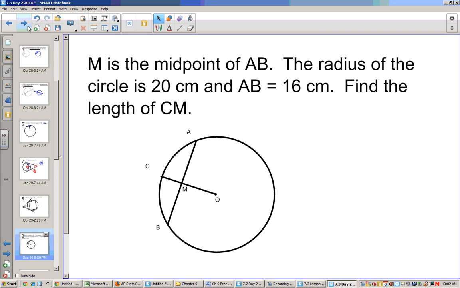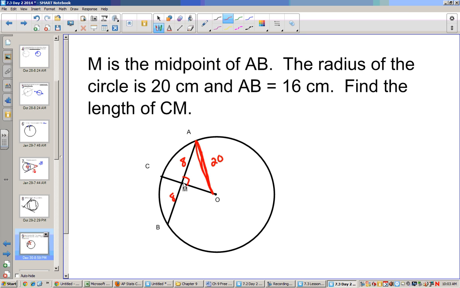And this next one, it says M is the midpoint of AB. The radius of the circle is 20, and AB is 16. Find the length of CM. Now this one is kind of tricky. We want to find this. We know this whole distance, AB, is 16. So hopefully we know that this is 8. Since the radius of the circle is 20, this distance here is a radius, so that's going to be 20.